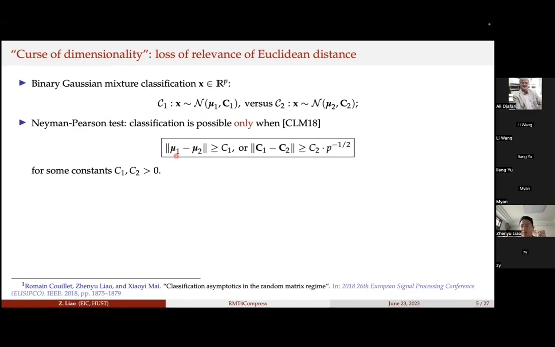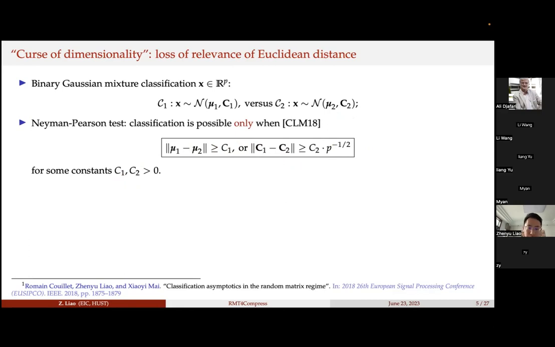The norm of the difference in means, mu1 minus mu2, should be larger than some constant, and the operator norm of the difference of the covariances should be larger than some constant divided by the square root of p. It is only possible to classify the above Gaussian mixture if at least one of these conditions holds, for some constants that are independent of the dimension.